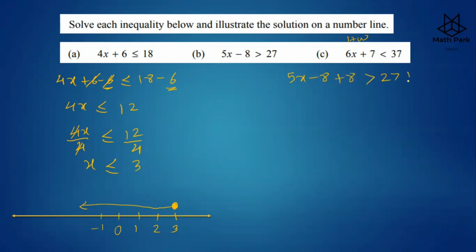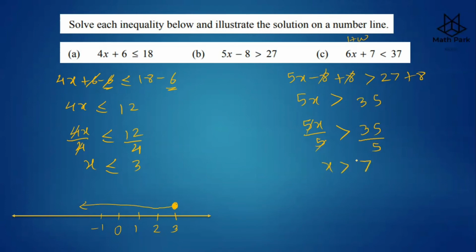So we get 27 plus 8. Now minus 8 plus 8 got cancelled. We get 5x is greater than 27 plus 8, which is 35. We need to isolate x, so we'll have to divide by 5. So 5x divided by 5 is greater than 35 divided by 5. So we get here x is greater than 35 divided by 5, which is 7.